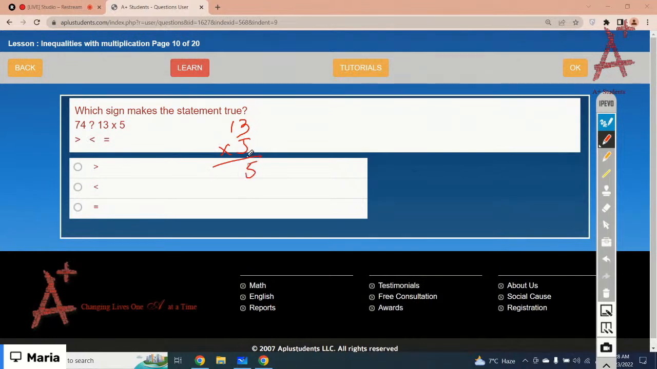5 times 3 is 15. Write 5 and carry 1. 5 times 1 is 5 and 6. It would be 65. So you have to compare 74 and 65. So 74 is greater than 65 or less than 65? Yes, greater it is. 74 is greater than 65. Got it? Just select the correct option, then click on the OK button.